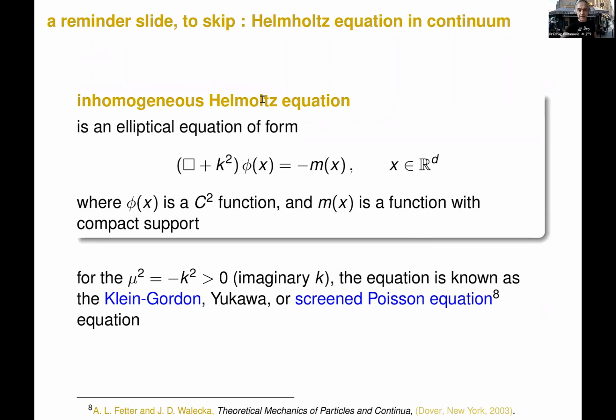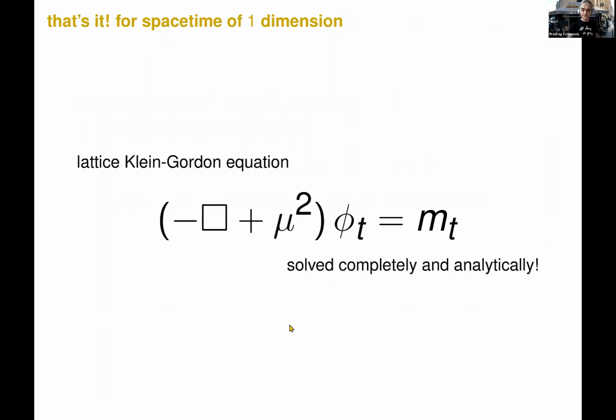To remind you, the Helmholtz equation looks like that. If k is real, this has an oscillatory solution. If this goes imaginary, then it's called Klein-Gordon, Yukawa, screening, whatever. They're very close relatives. One of them has a sinusoidal solution, the other one has growing and decaying exponentials. So the cat mechanical system is just a Klein-Gordon equation. And we have already solved it completely analytically, done.